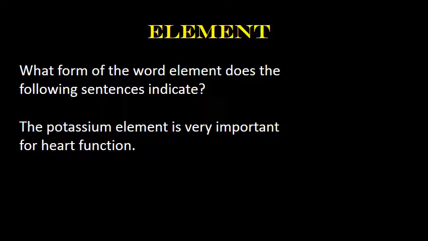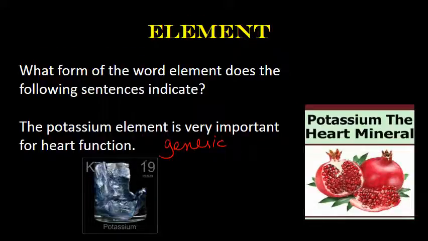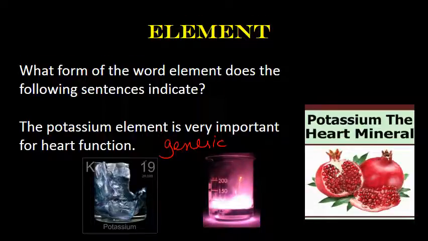Multiple choice again. Do we mean one atom, a bunch of atoms, or the generic form? So here we go. The potassium element is very important for heart function. Well, in this case, if you guessed that I mean the generic version of the word, you are correct. See, potassium is found in this fruit. And here's a hunk of potassium metal, and clearly it's not in that form in our body because it catches on fire when you put it in water. So that would be bad. So potassium in some form is present in the body and important for your heart. So we use the generic form of element there.